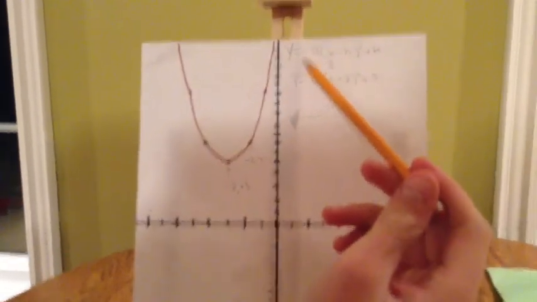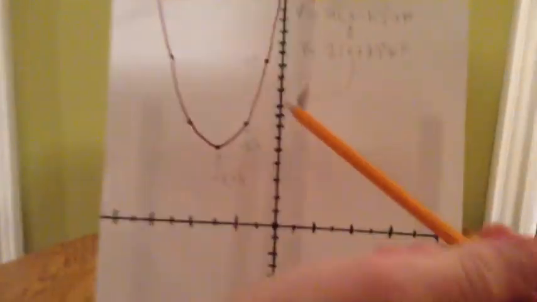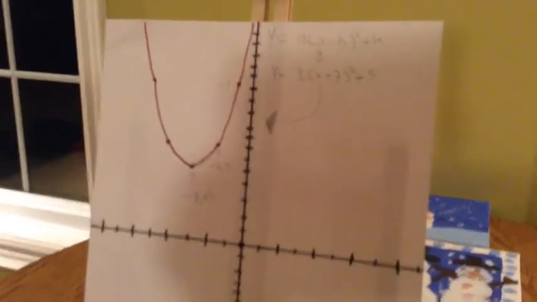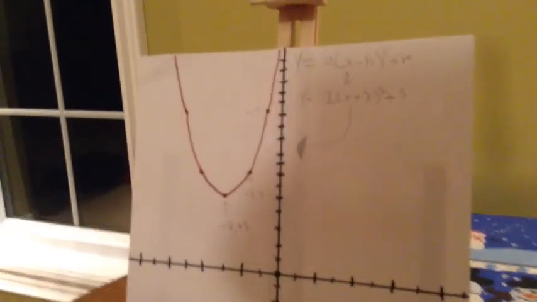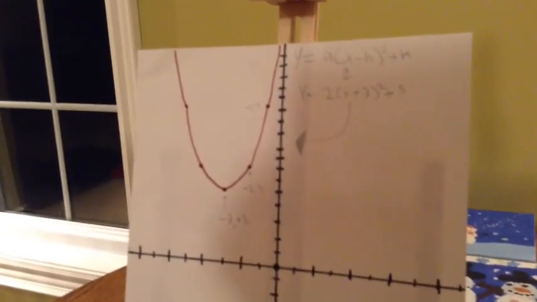Now, we've got the a value here. Now, people are thinking, well, why do we need that if we've already got the vertex? Well, that gives us what we have for the step pattern, somewhat of a slope.